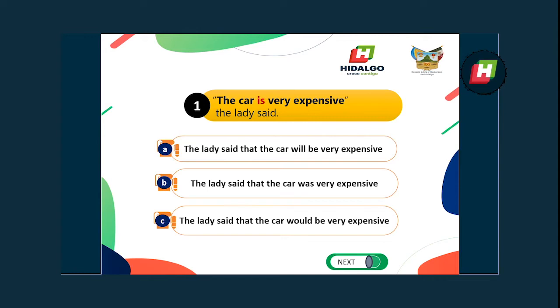Number 1. The car is very expensive, the lady said. A. The lady said that the car will be very expensive. B. The lady said that the car was very expensive. C. The lady said that the car would be very expensive.